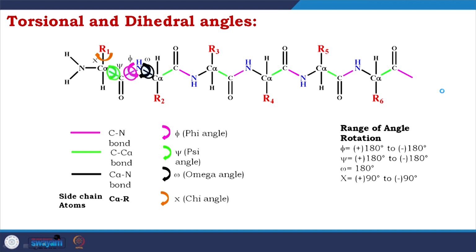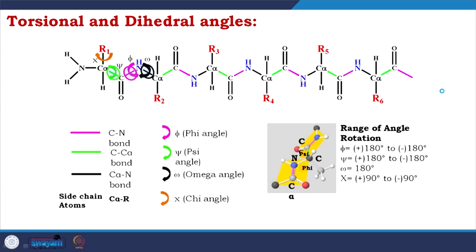The range of angle rotation for phi is plus 180 to minus 180, psi is plus 180 to minus 180. Omega is 0 or 180 and chi is plus 90 to minus 90. Who is chi? Chi is very important. As we are talking about 2 degrees of freedom, we are considering the main chain of the peptide backbone, but chi's are angles which are associated with the side chain.